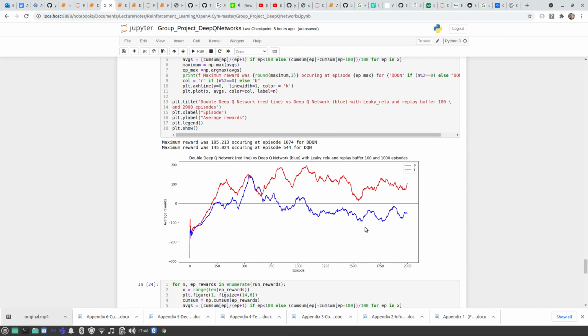The maximum reward we got with the double Q learning is 195.213, while we got 145 for the single Q learning. As we could see here, the double Q learning produced better output than single Q learning. And as we could see, the single Q learning produced a result which is lower than zero, which is on the negative side.